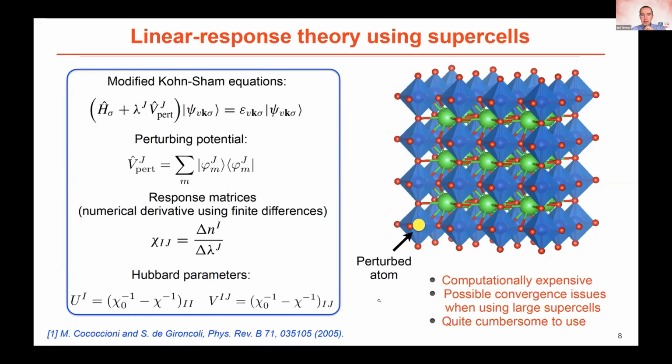However, this approach is very successful. If you see the number of citations of this paper, I think it's more than 2,000. It's a really widespread approach. It's a pretty simple idea, and it works in many cases. However, there are a number of challenges here. First, this method is computationally expensive because we need to use supercells. There are possibly convergence issues when we use large supercells, as we know. And it's a bit cumbersome to use in practice because you need to do a number of post-processing steps. Of course, you can write Python scripts to do that automatically, but if you don't have those scripts, the post-processing part is not very user-friendly.